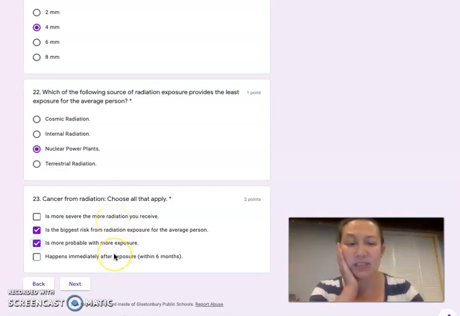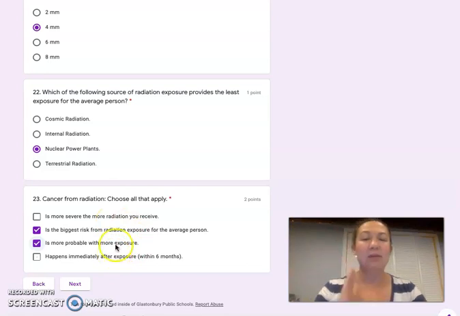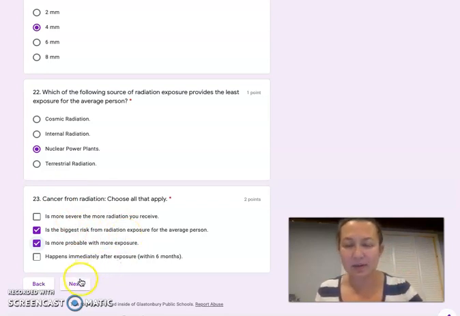And since most average people are not being exposed to ridiculous amounts of radiation on a yearly basis, cancer is the most probable thing. You're probably not going to do things like lose your hair or your skin falls off or anything like that, right? But the more exposure you have, the more probable cancers are. So stay safe. Time, distance, shielding.